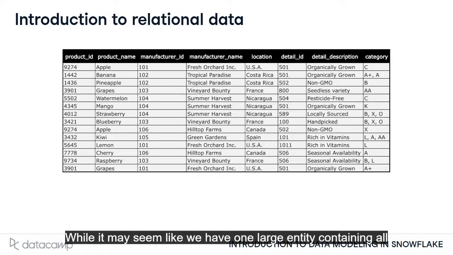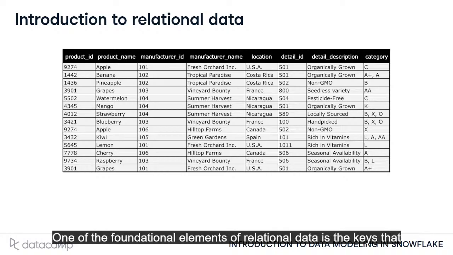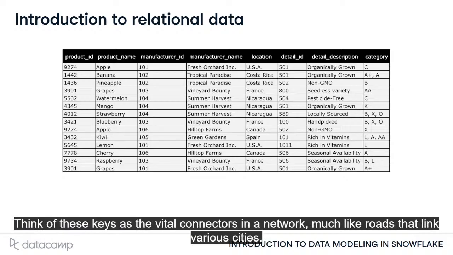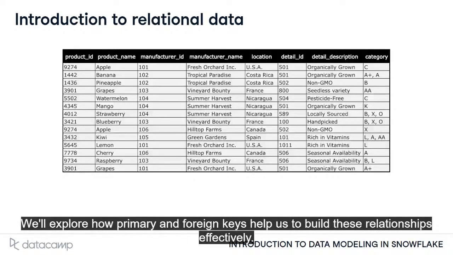While it might seem that we have one large entity containing all our data points, we aim to simplify and structure this information. We will learn how to break down this large entity into smaller, more manageable entities. One of the foundational elements of relational data is the keys that define and strengthen the relationships between different data entities. Think of these keys as the vital connectors in a network, much like roads that link various cities. By establishing keys, we will create clear connections between these individual pieces of data. We'll explore how primary and foreign keys help us to build these relationships effectively.